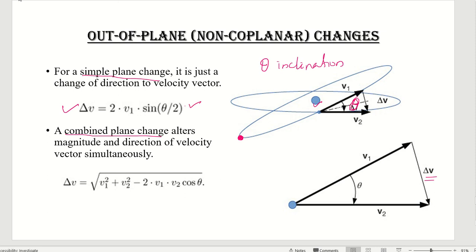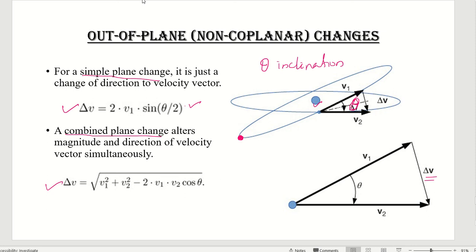A combined plane change alters the magnitude and direction of the velocity vector simultaneously. So if we are trying to do this, that is a combined plane change, and this is the formula. That is, we are transferring between these two orbits, that is circular to circular. For example, in a circular to circular orbit the size is not changing. That is, the velocity magnitude will be the same for that orbit. So same-size circular to circular, or elliptical to elliptical orbit.